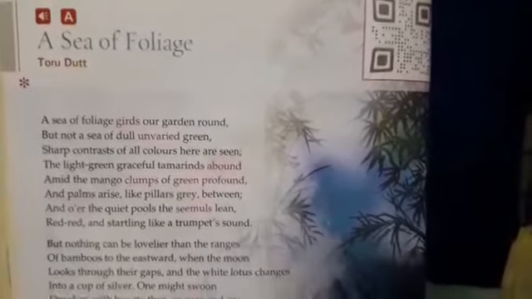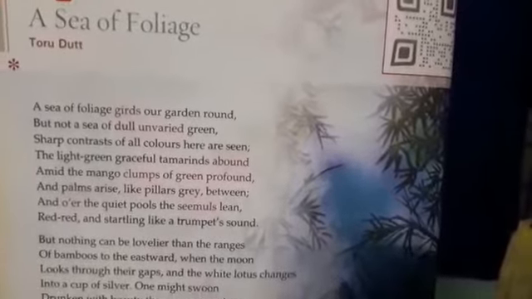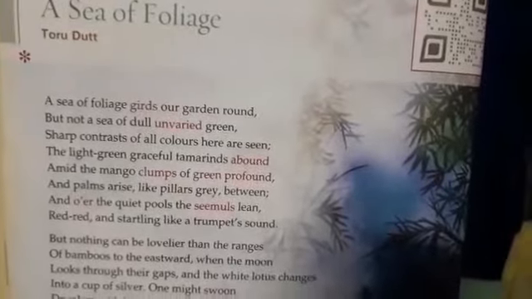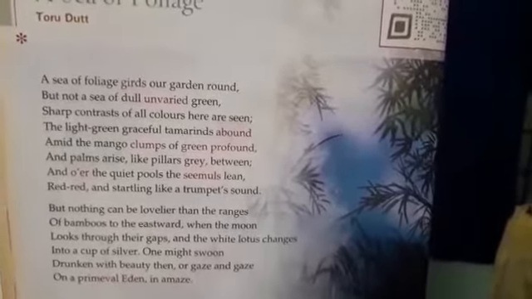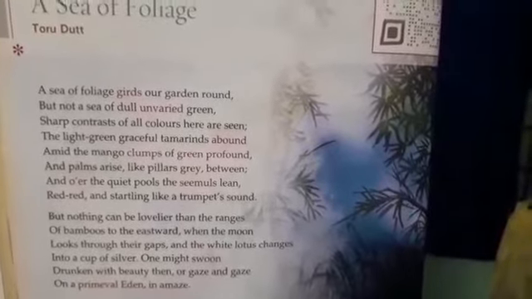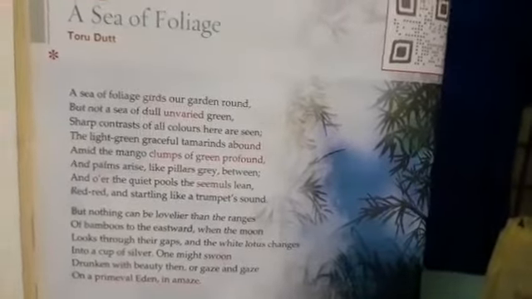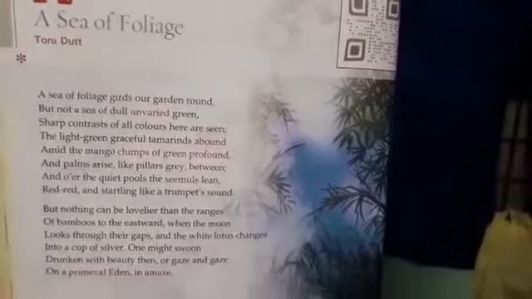Today we are going to do the question answers of the sonnet A Sea of Foliage written by Toru Dutt. This is a sonnet because a sonnet is a poem with 14 lines and this poem has 14 lines, so this is a sonnet. Now let's move to the question answers.